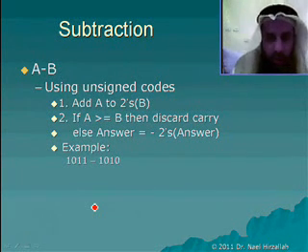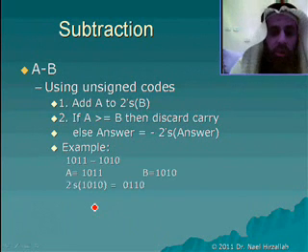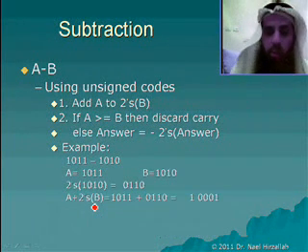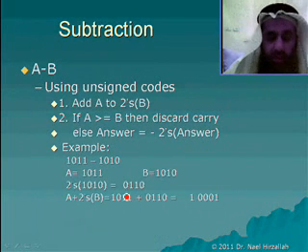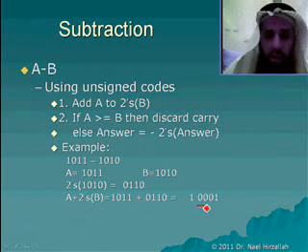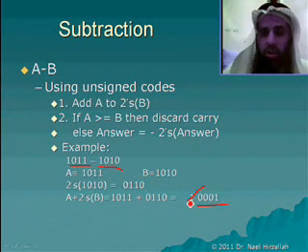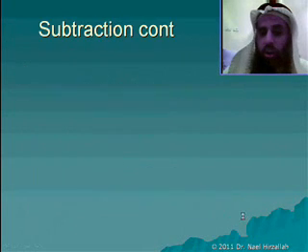Take, for example, 1011 minus 1010. Here, a is equal to 1011 and b is equal to 1010. We get the 2's complement of b, and then we add a to the 2's complement of b. We get 1 as a carry and 0, 0, 0, 1 as the result. And since a is greater than b, we discard the carry. So the value is 1.